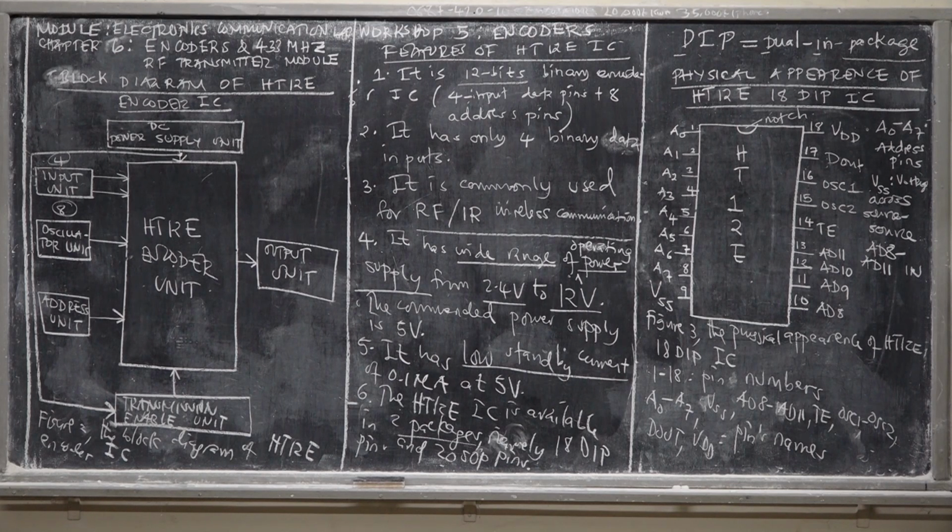So the question is, I'm repeating the question. Explain briefly how the HT12E encoder works to encode the binary input information.